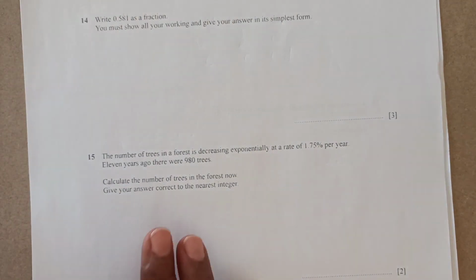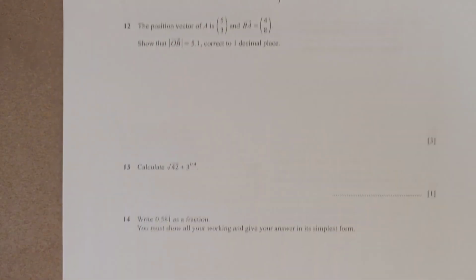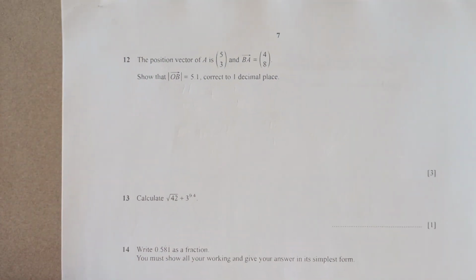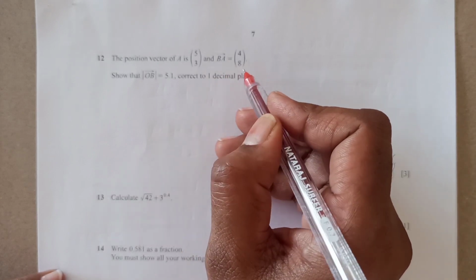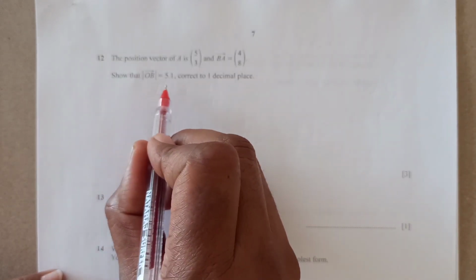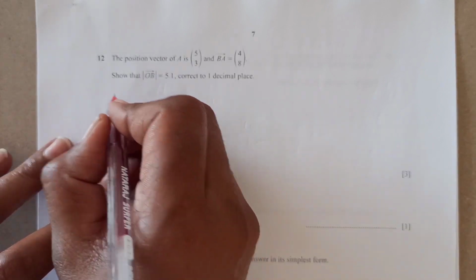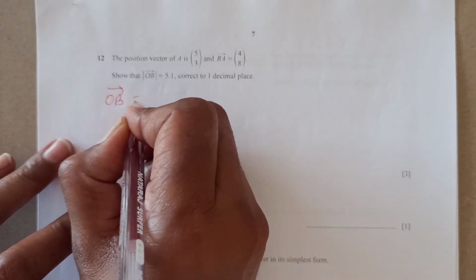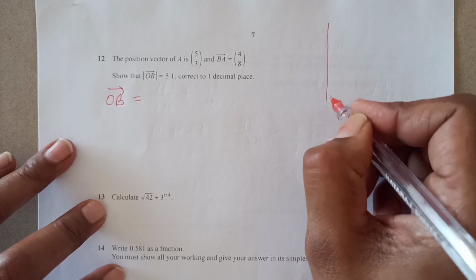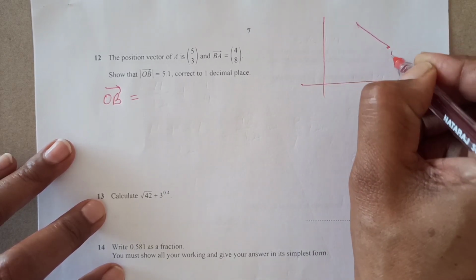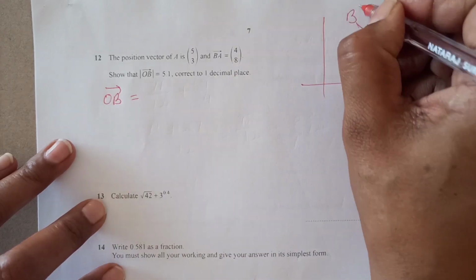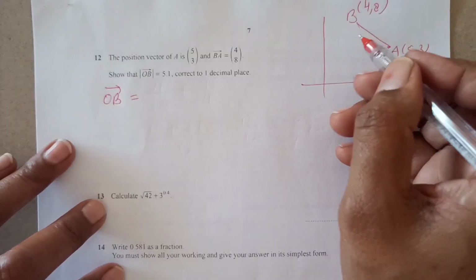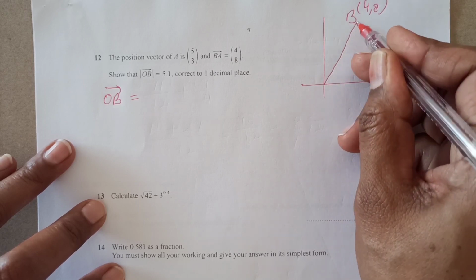Okay. Now question number 12, the position vector of A is 5, 3 and BA is 4, 8. Show that OB is equal to 5.1. So now let's say this is vector A and this is B. A we have 5, 3, and B we have 4 and 8, right? So we are looking for OB, O to B.